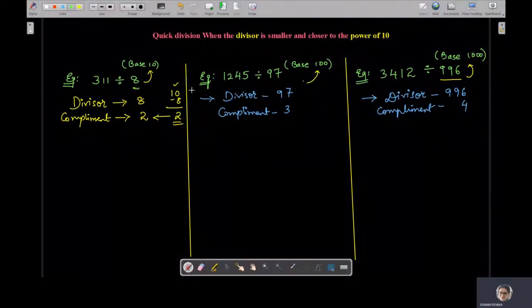In this video, we'll be learning quick division when the divisor is smaller and closer to the power of 10. So what are we going to learn here? Quick divisions when the divisor is smaller and closer to the power of 10.